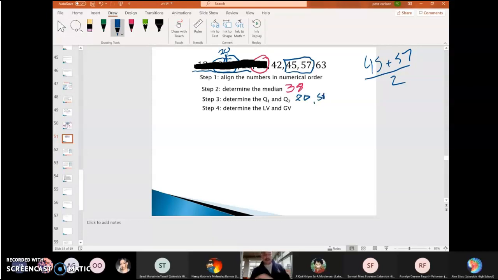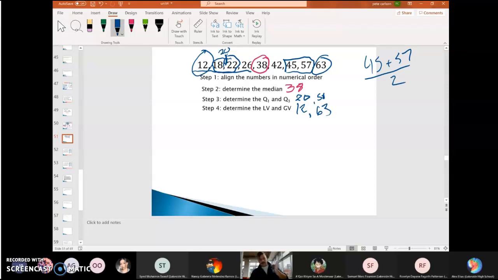Okay, now the lowest value and the greatest value, that should be pretty easy for everybody. The lowest value, well, that's easy, that's 12. The highest value, that's easy, that's 63. So really, guys, you're not doing a lot of hard math with this. You're just trying to figure out where each number is.